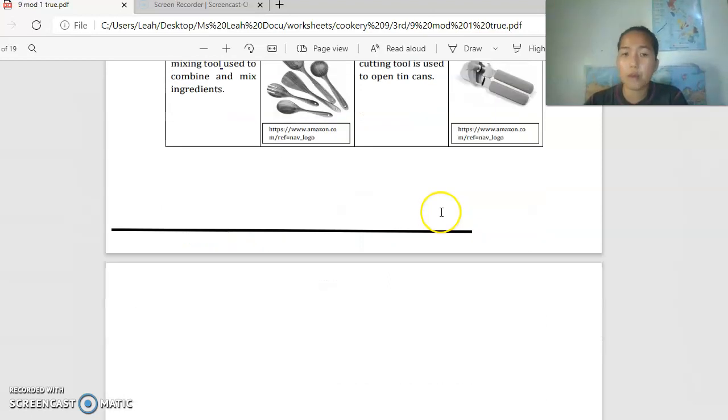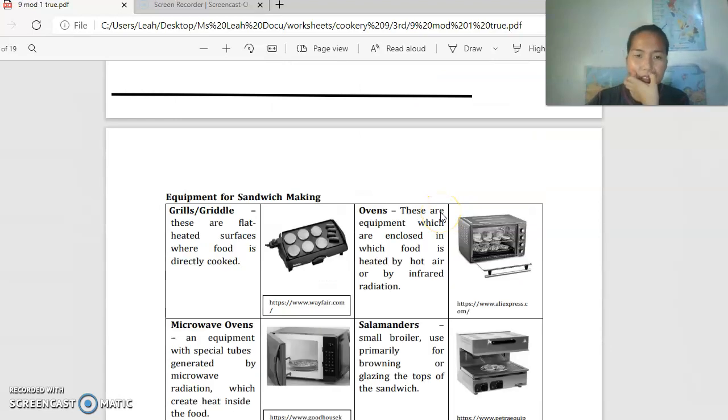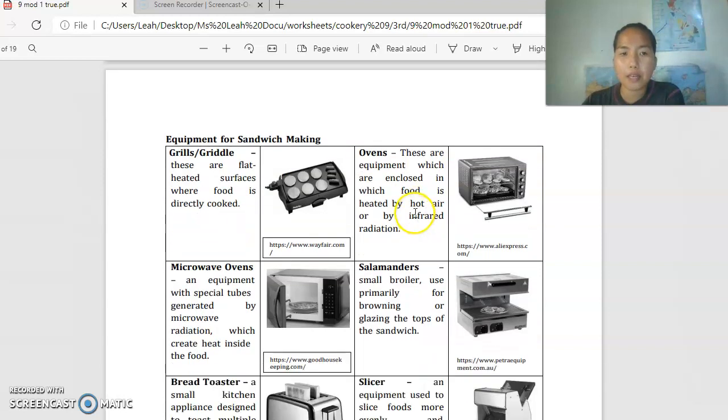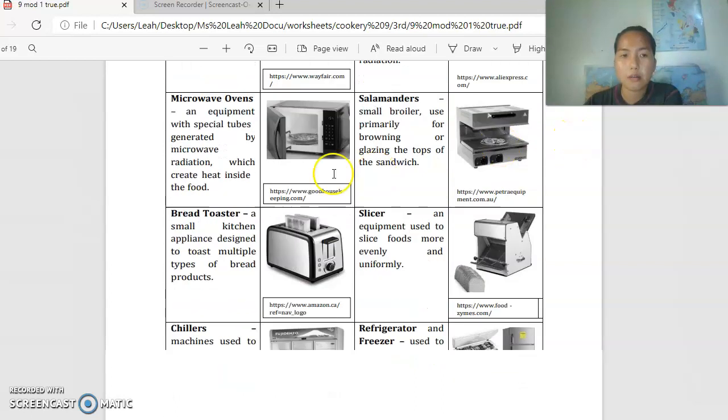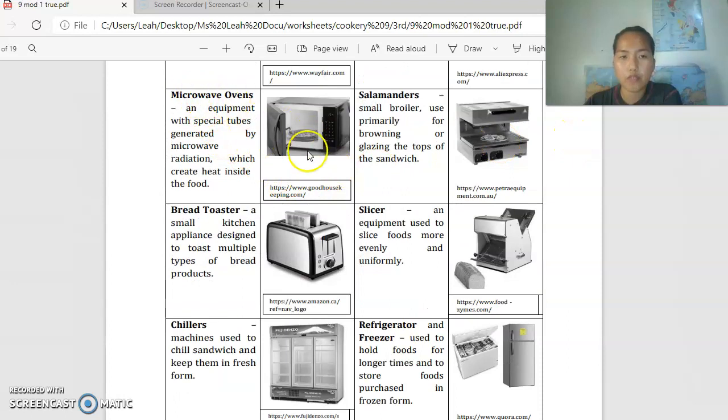Can opener, so to open can. Then we have here the equipment for sandwich making. Equipment, we have here the griddle. It is a flat-heated surface where food is directly cooked. This is a griddle, oven for baking the bread, microwave oven. We also have microwave oven, a salamander for browning or glazing the tops of the sandwich.